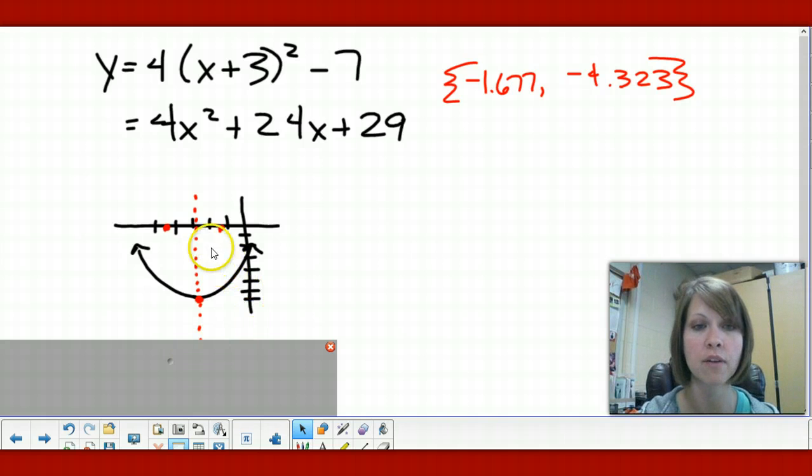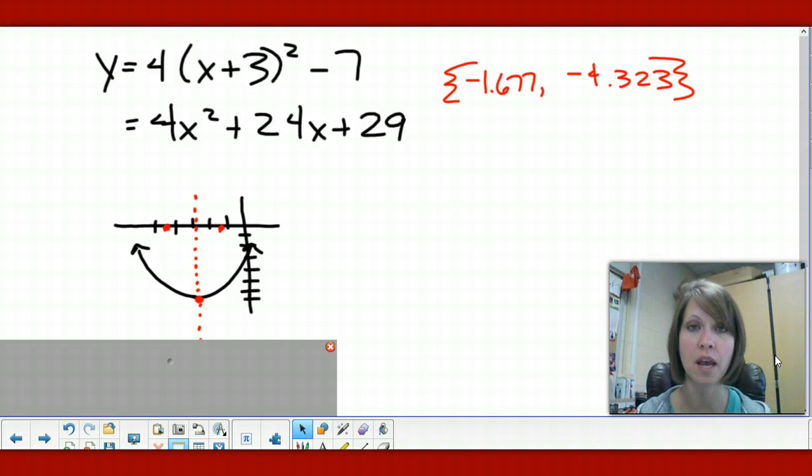So our roots were negative 1.677. So between negative 1 and 2, should really be a little closer to negative 2. And negative 4.323. So between negative 4 and negative 5, a little closer to negative 4. Okay? No, my roots weren't going to go through those perfectly because I didn't pay attention to the 4 as far as how wide. I just made it cup up. But as you can see, if we draw in the axis of symmetry through the vertex, then these roots are balanced on both sides. So that should make us feel good about the roots that we've found.